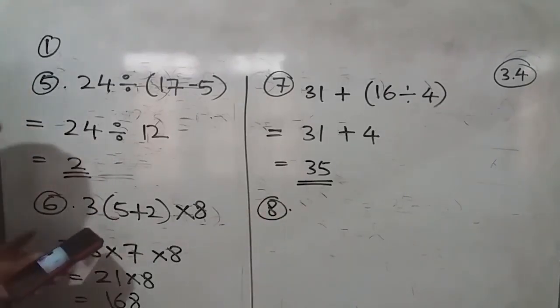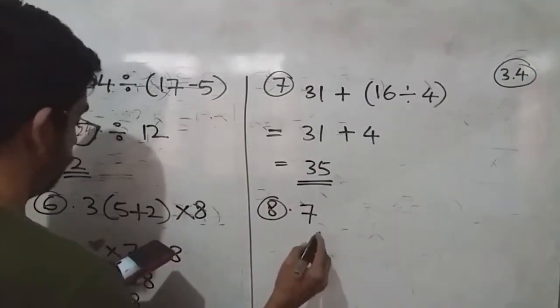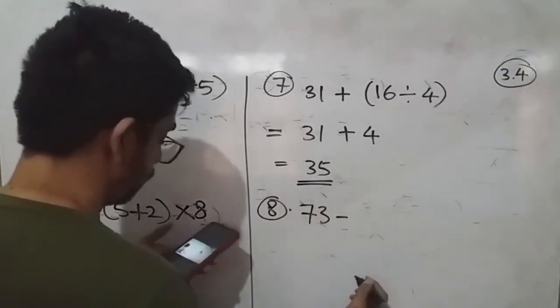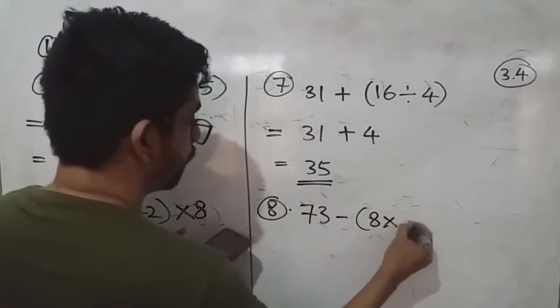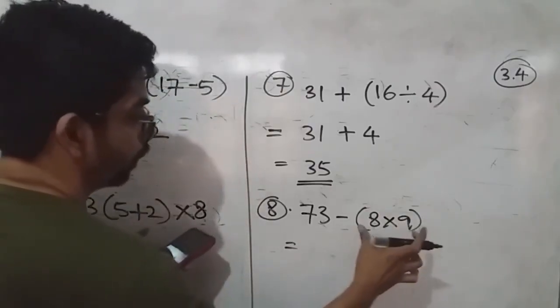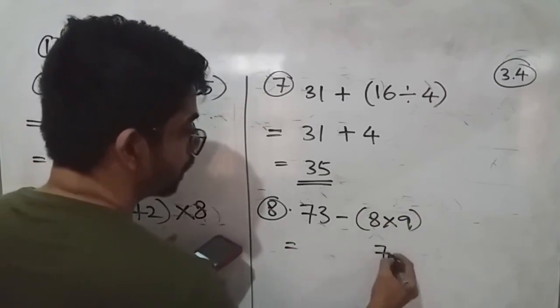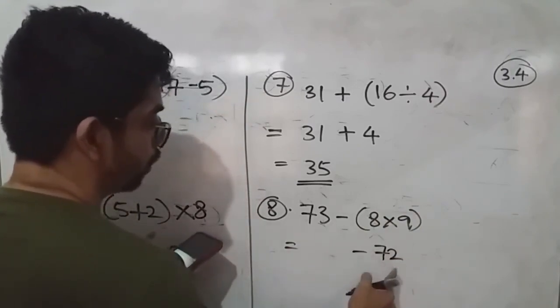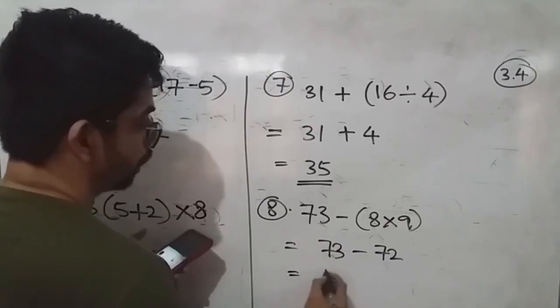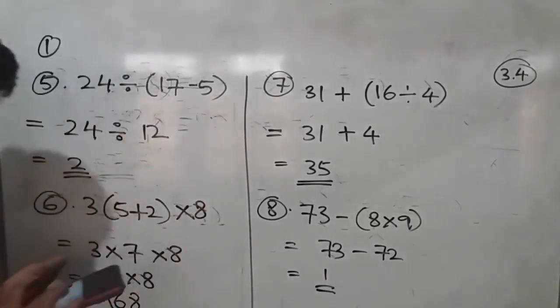Question number 8. Right. 73 minus 8 times 9. Right. So we know that we have to simplify the brackets. So 8 times 9 is what? 72. Then we have to subtract 72 from 73. So that is 1. The answer is 1.